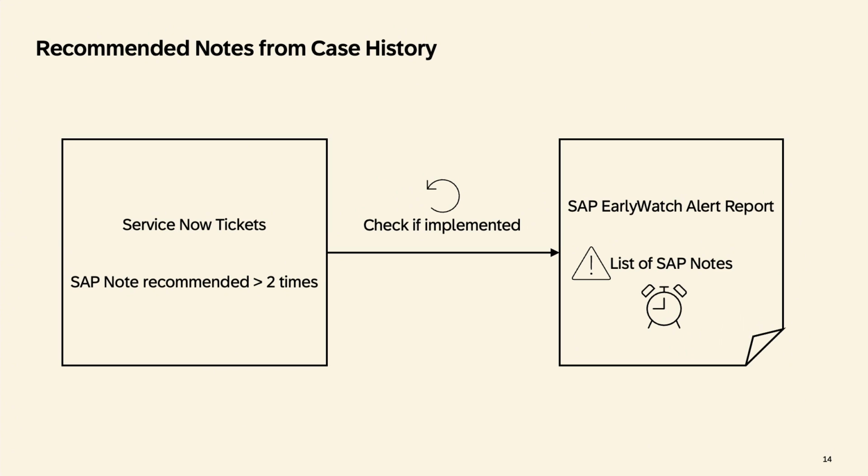And what we're doing here, we are analyzing the ServiceNow tickets, so the customer cases, and if a certain note has been recommended 3 times or more in the system, we list this note also in the EarlyWatch Alert report so that the IT team knows, okay, those are the corrections that should be implemented into the system.